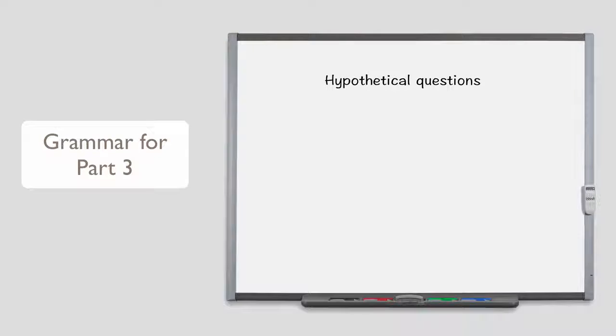Now let's look at hypothetical questions. The examiner may ask you a question like, which countries would you like to visit in the future? If you get such a question, you need to think about the structure you are going to use in your answer. If you talk about an imaginary situation in the present or future, use would plus infinitive. I think that Scotland would be a very interesting country to visit.